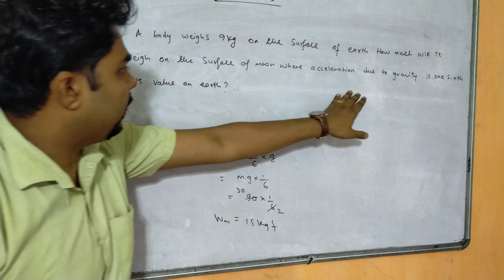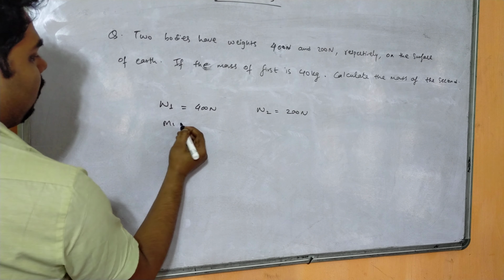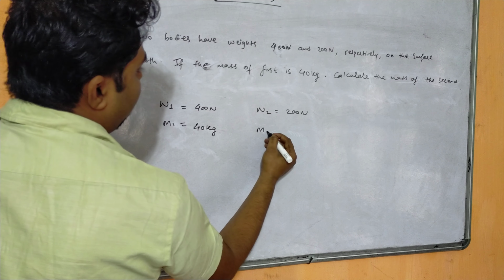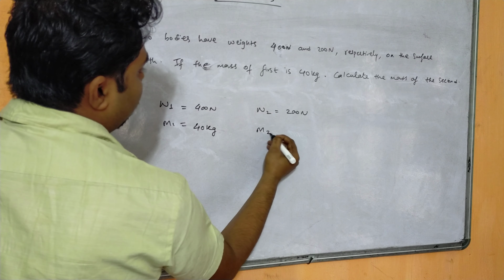Next question, two bodies have weight 400 Newton and 200 Newton. Let us consider for body 1 the weight is given as 400 Newton and for body 2 the weight is given as 200 Newton, on the surface of earth. If the mass of the first is 40 kg, that means the mass of the first one is given here as 40 kg, calculate the mass of the second body. That means we need to find this one.